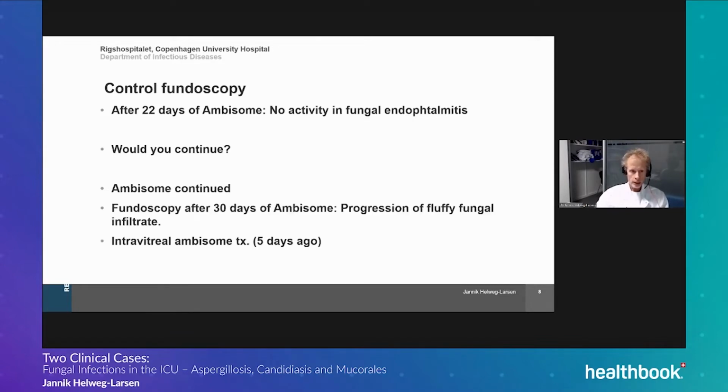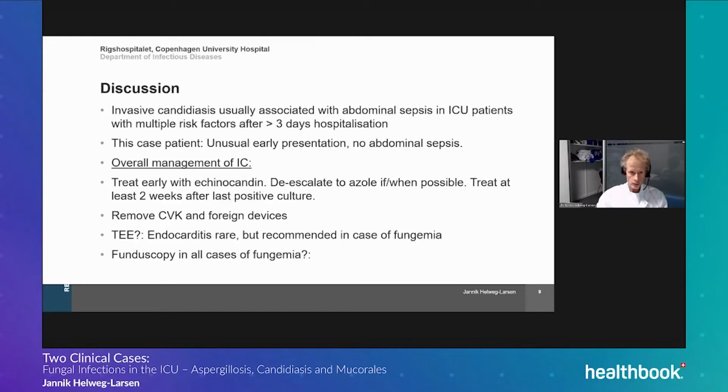And when we did follow-up fundoscopy here last week, we actually found that he had some progression of his fungal infiltrates. And we have now repeated intravitreal Ambisome, and we are still following him. So we are extending the Ambisome treatment. So just to summarize some points from this case, it's actually a bit unusual in early presentation.